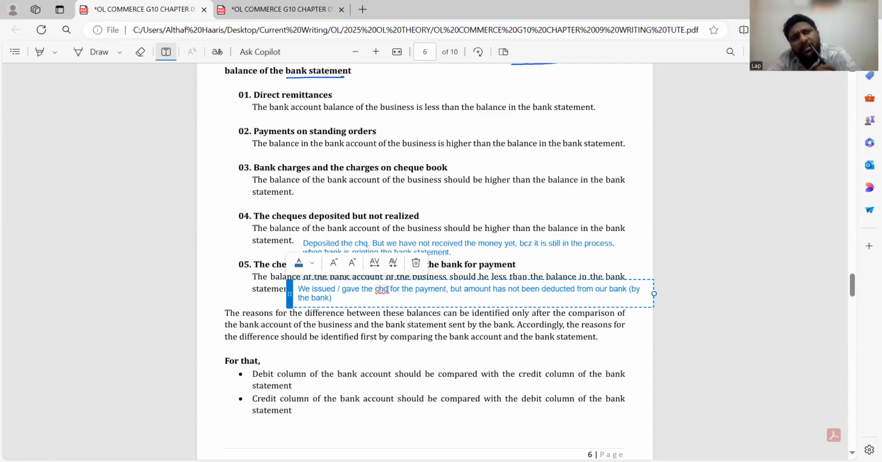I gave the check to Sunimal, but it is not yet deducted when I check the bank statement, because Sunimal has not gone to the bank yet. If he goes to the bank only, the bank will know there is a check that I have issued. Write it down. We issued or gave the check for the payment, but the amount has not been deducted from our bank by the bank, because the other party has not gone to the bank yet to get the money.